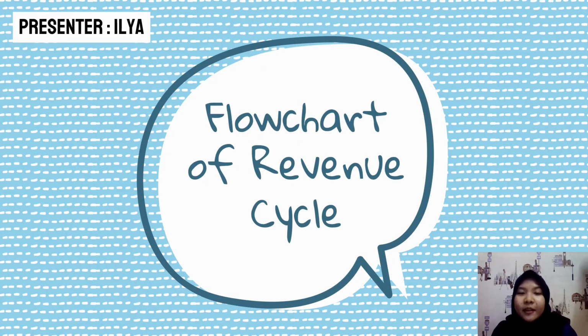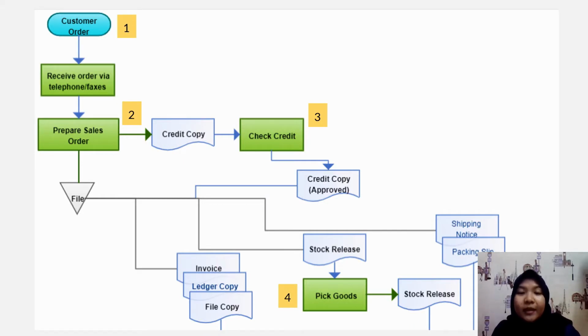Next, I'll present about the flowchart of revenue cycle. It starts when the company gets an order from the customer via email or telephone or fax. When the company gets the order, they will proceed with the sales department, which is responsible for receiving the order and preparing a sales order. Then, the sales order is sent to the credit department for customer credit check. Once they approve the order, it will be transferred to the shipping department.